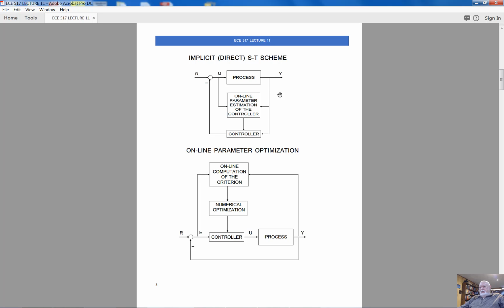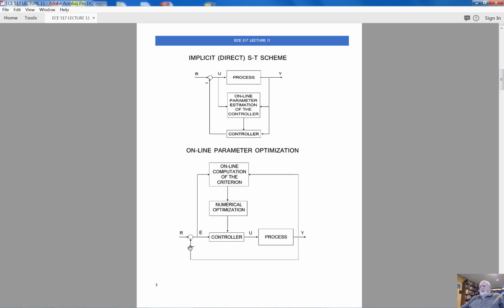Self-tuning scheme. But in addition to self-tuning, there is an approach, and this approach is a valuable approach, and this approach is a usable approach, online parameter optimization. This is the control plant. This is the controller. And the system operates.